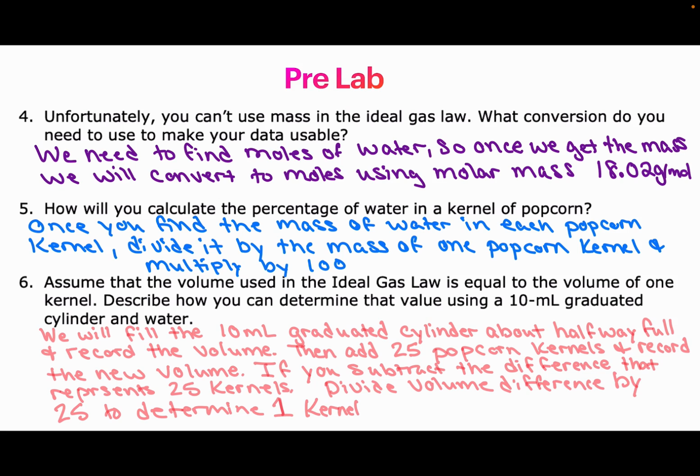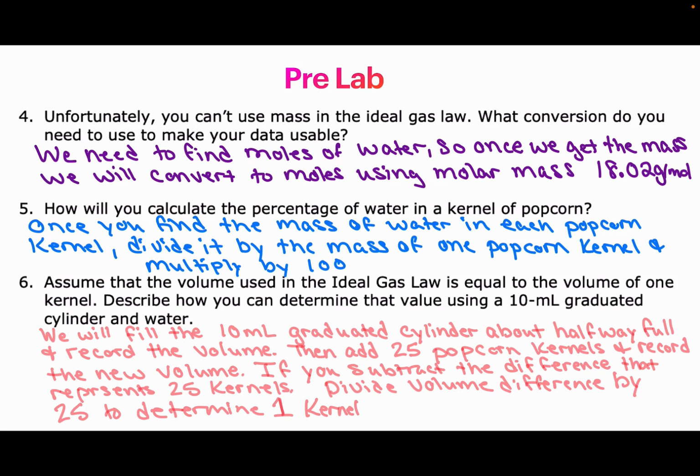And a reminder that since we can't use mass in the ideal gas law, we're going to convert over to moles. The conversion for that will be 18.02 grams per mole, because that's for water. Then to find the percentage of water in a kernel of popcorn, we're going to take the mass of water in each popcorn kernel and divide it by the mass of the popcorn kernels that popped, and then multiply by 100. Part over whole times 100.